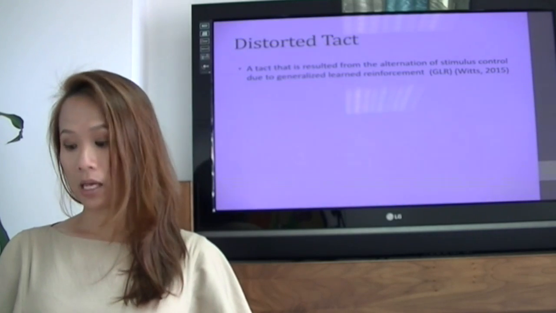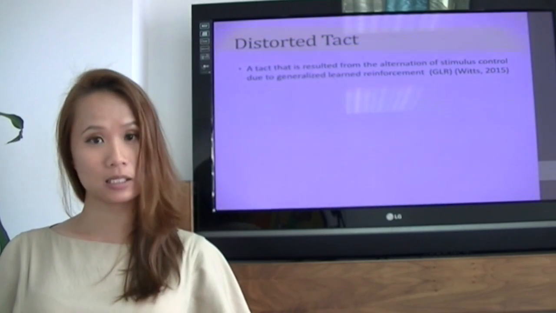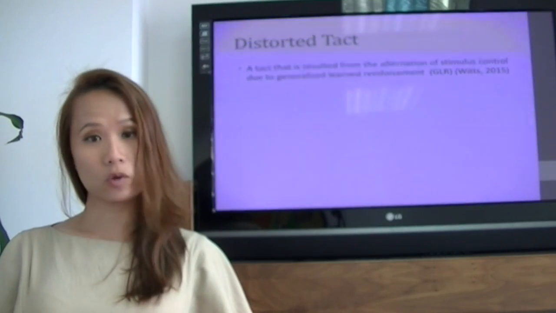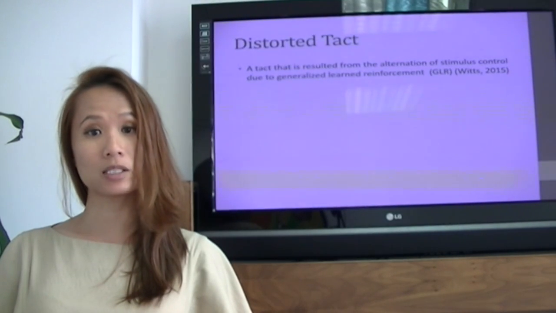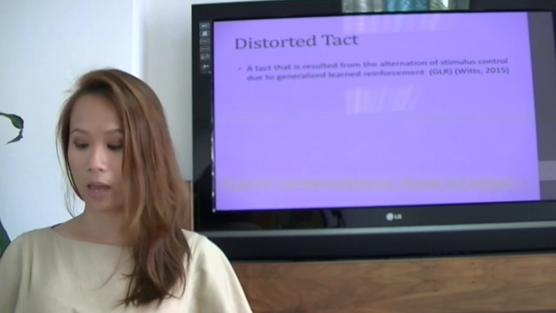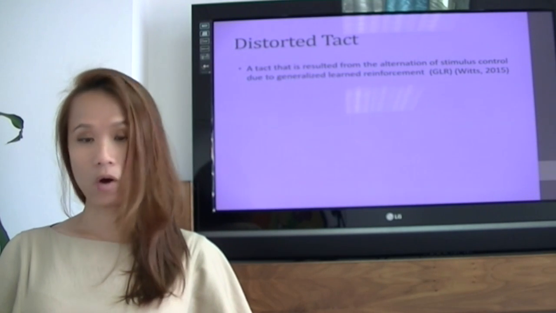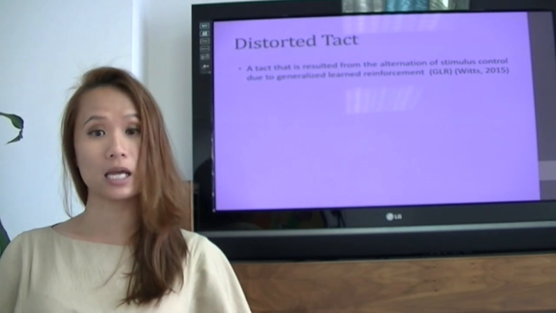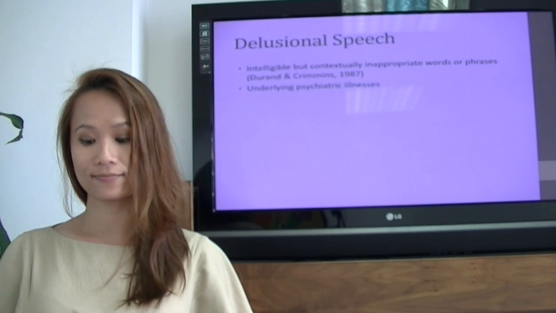Sometimes speakers may invent stimulus control that doesn't exist. It is because those stimulus controls, or similar stimulus controls, might have worked in the past. One example of distorted tact is delusional speech.